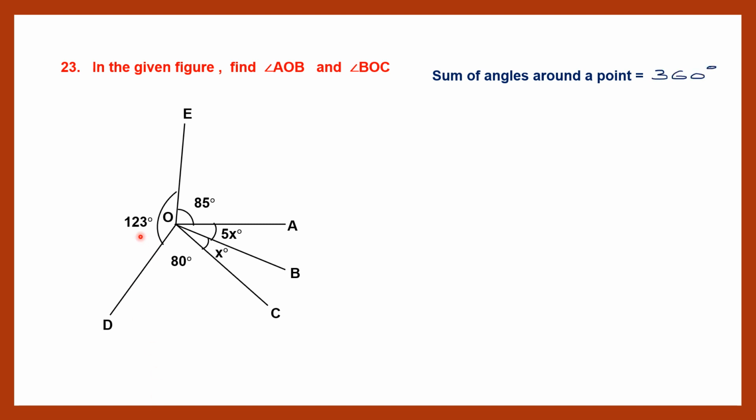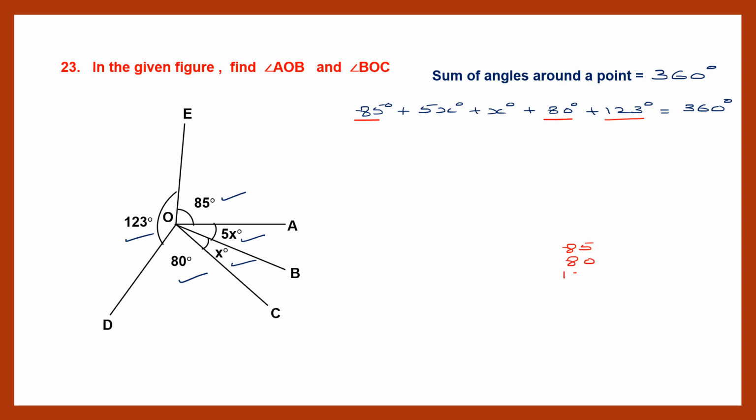That means if I add up all these angles, I should get 360 degrees. So let's add up all the angles starting from 85 degrees. So let's write 85 degrees plus, so we finish with 85, 5x and x. So that is 5x degrees plus x degrees plus we have 80 and 123 degrees. 80 degrees plus 123 degrees is equal to 360 degrees. Now let's add up all the numbers 85, 80 and 123.